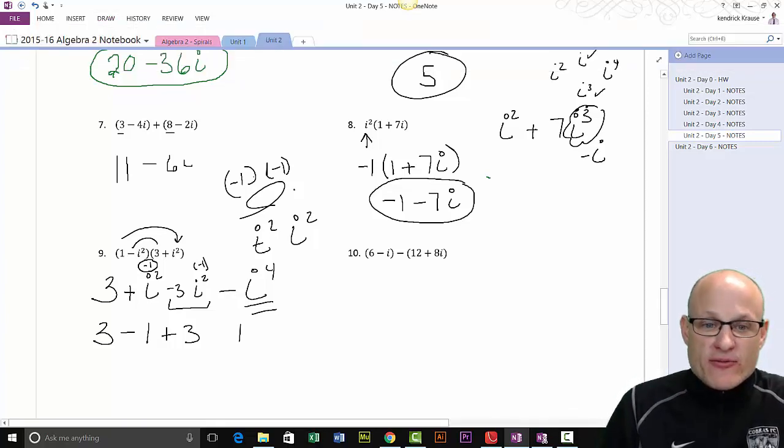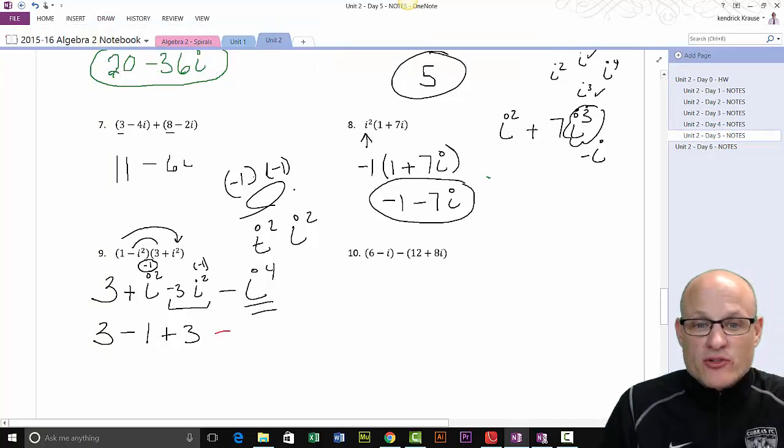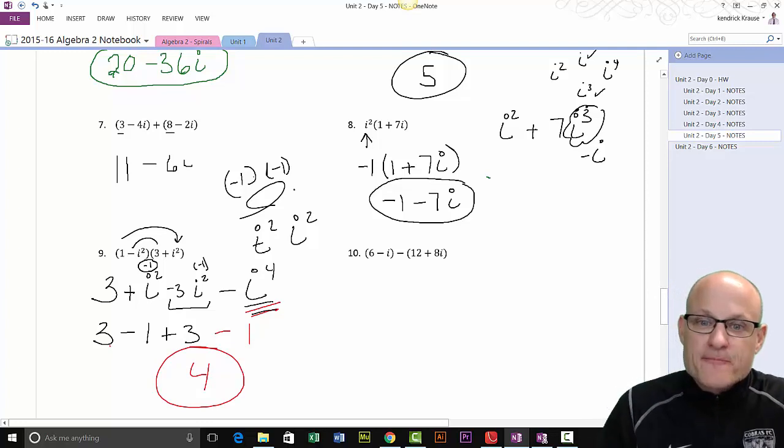So i to the fourth, if you didn't remember, the i circle is really just a 1. So it's really minus 1 here. So you get 3 minus 1 plus 3 minus 1. So that's 6 minus 2, which is, in fact, 4. Hey, I got it right. I don't think I missed one yet. Yay. All right, here we go.